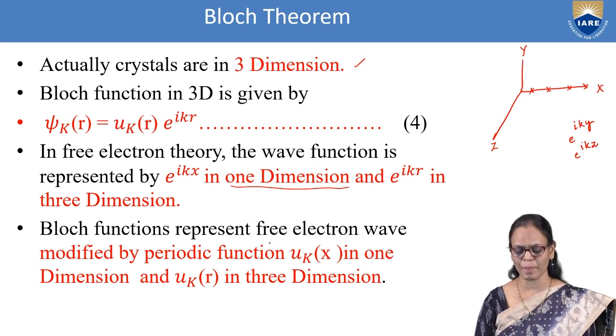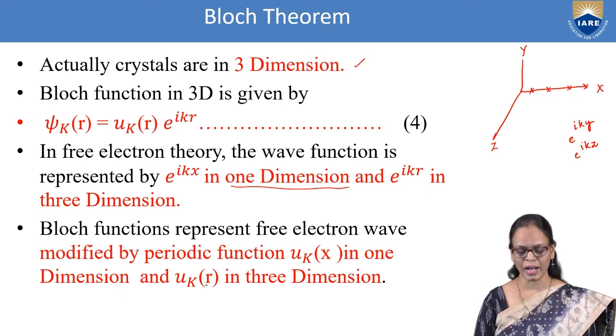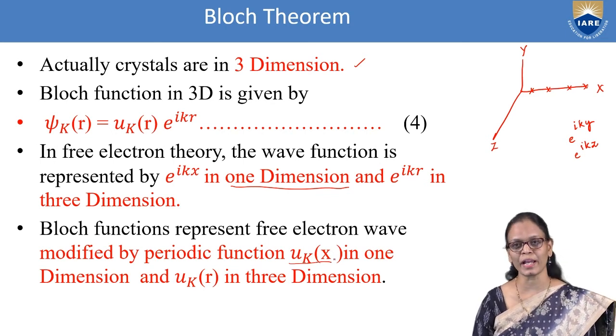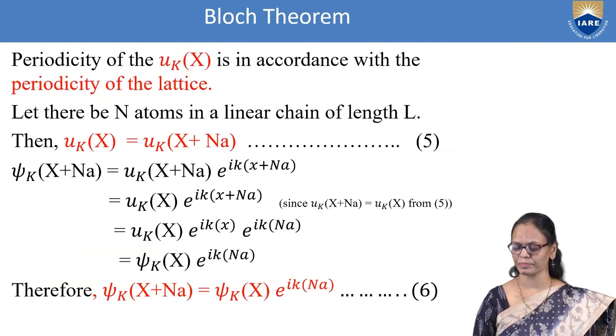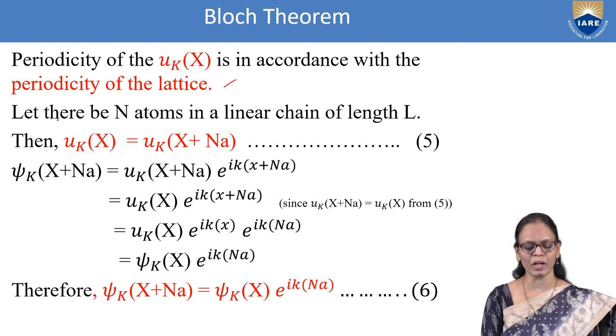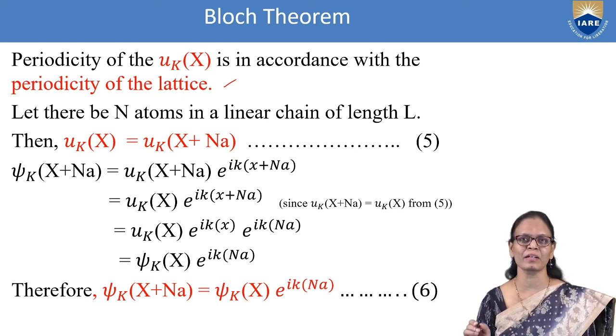The Bloch functions represent the free electron wave that is modified by the periodic function u k of x in 1 dimension and u k of r in 3 dimensions. This you have to be clear about. We modify the wave function with the help of u k of x in 1 dimension, and we use u k of r in 3 dimensions. The periodicity of u k of x is in accordance with the periodicity of the lattice, meaning how the atoms are arranged in that particular crystal.